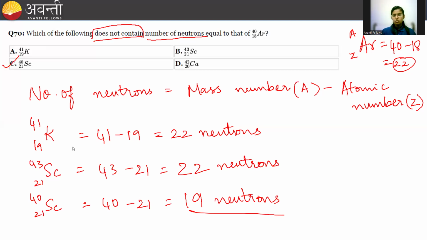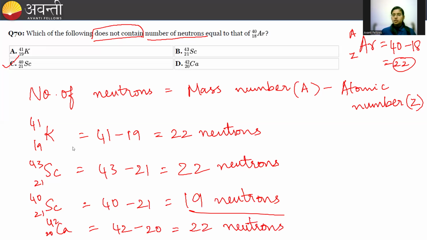We can also check with option D. In option D, we have calcium. Okay, calcium with atomic number 20 and mass number 42. So if we subtract 42 and 20, we will get 22 neutrons.